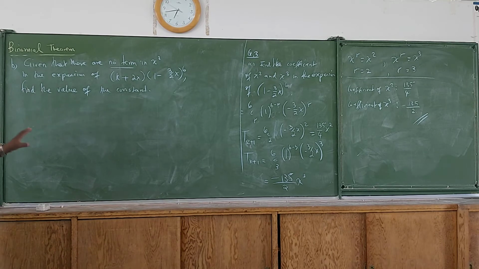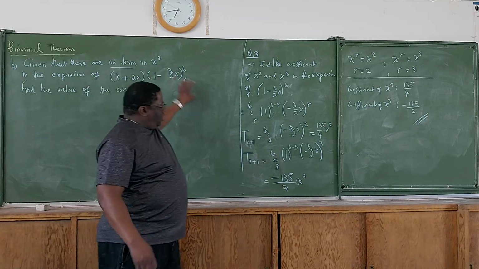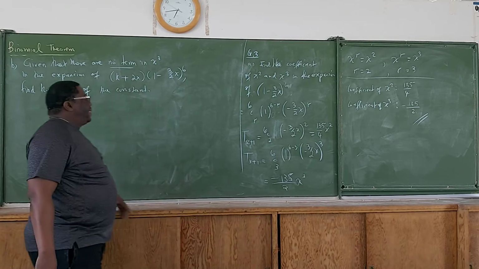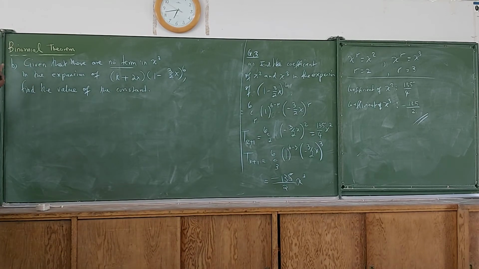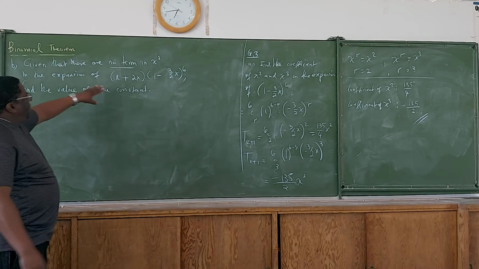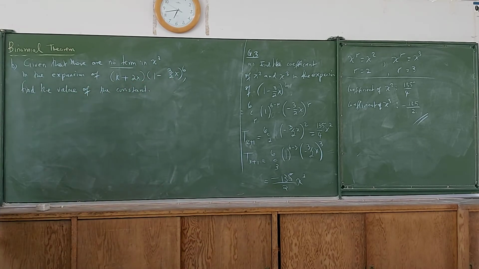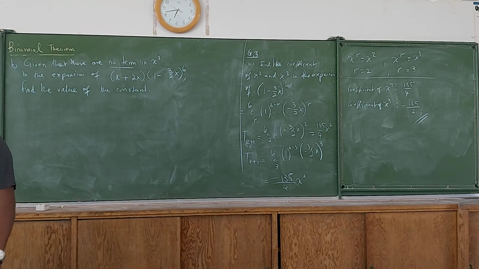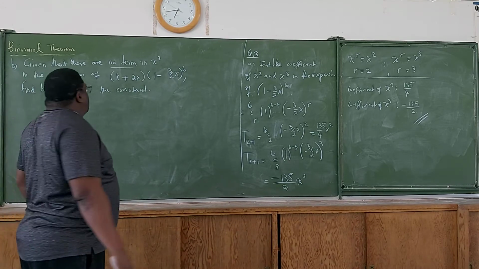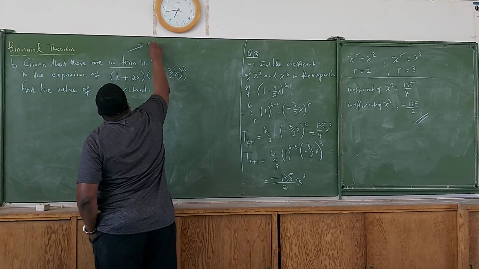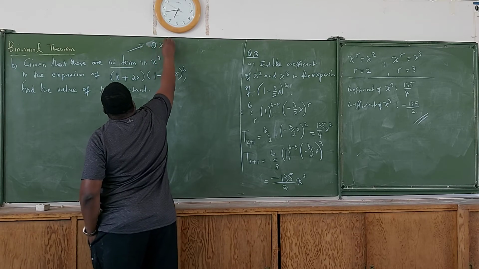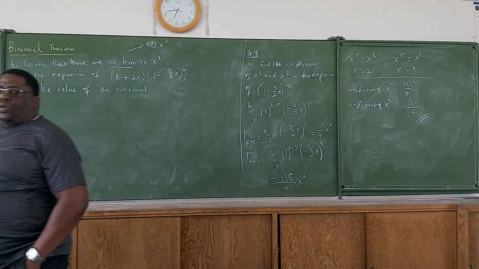Now we're still busy with that because this expansion here is what we were working with. Right now they say given that there is no term in x cubed. That means when the expansion of something plus 2x is multiplied with that, find the value of the constant. They also gave you a hint. When there's no term, it means what? 0x. That's obvious, right? It means 0x cubed.